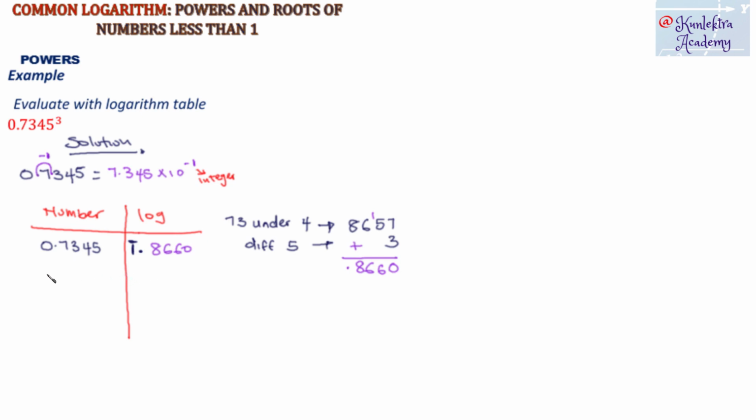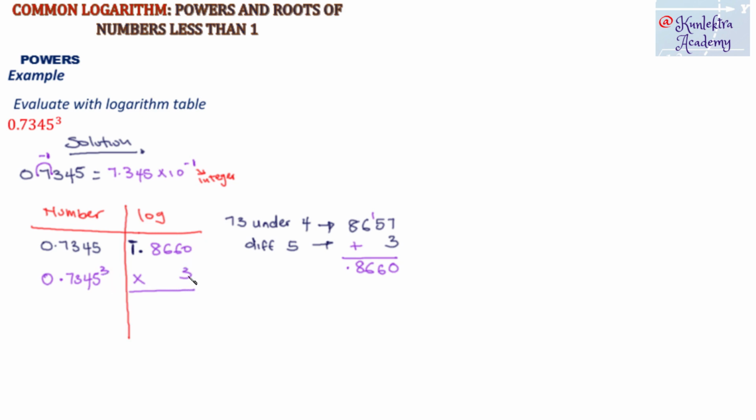Now, what of 0.7345 raised to power 3? Our main concern is the power. Now, you multiply your logarithm value with the power. That is how you solve for this kind of number. Now you multiply 3 with the logarithm value, and 3 is the power of what we are looking for.